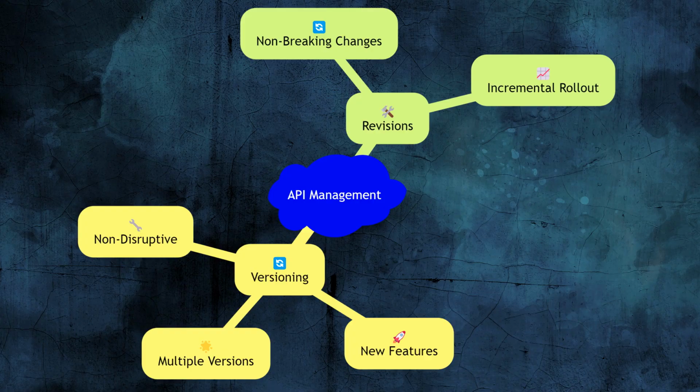Versioning and revisions are important for managing changes to your APIs. Azure API Management allows you to create multiple versions of an API, enabling you to introduce new features or changes without disrupting existing consumers. Revisions allow you to make non-breaking changes to an API and roll them out incrementally.